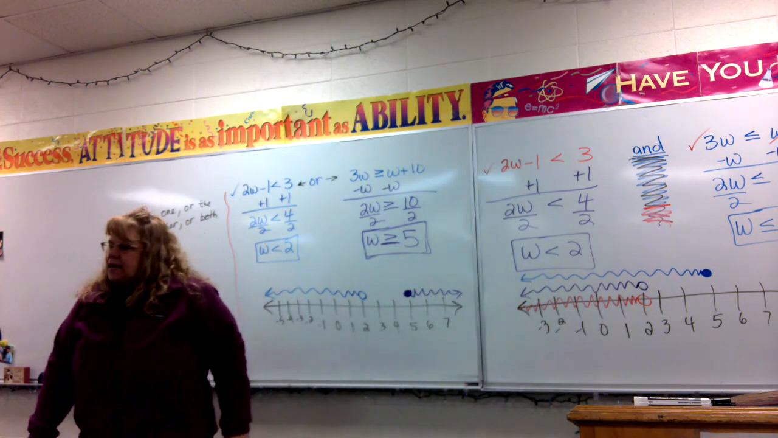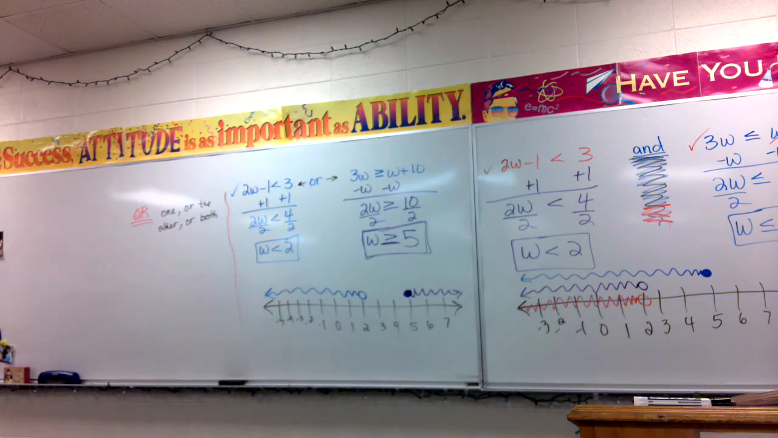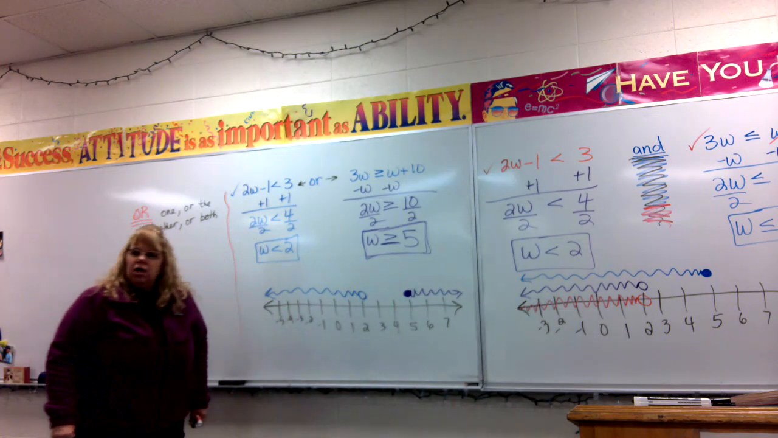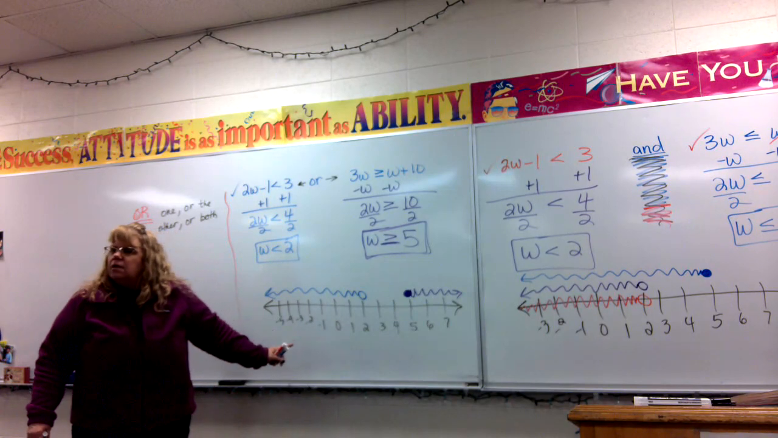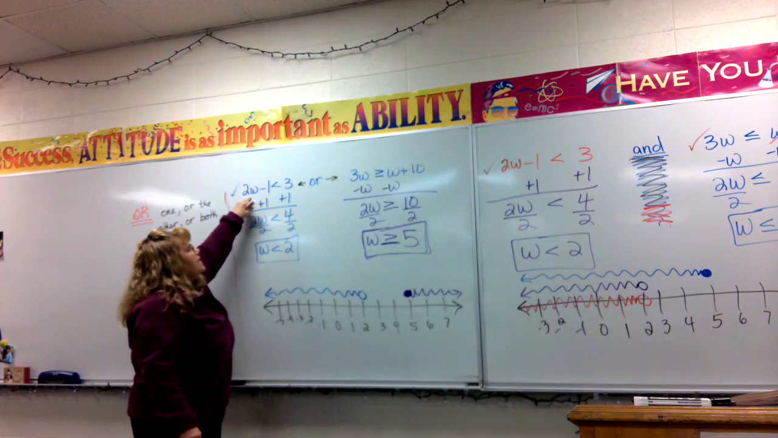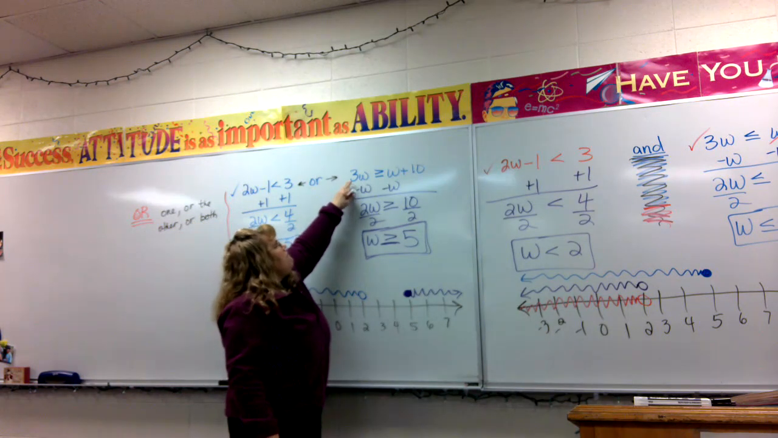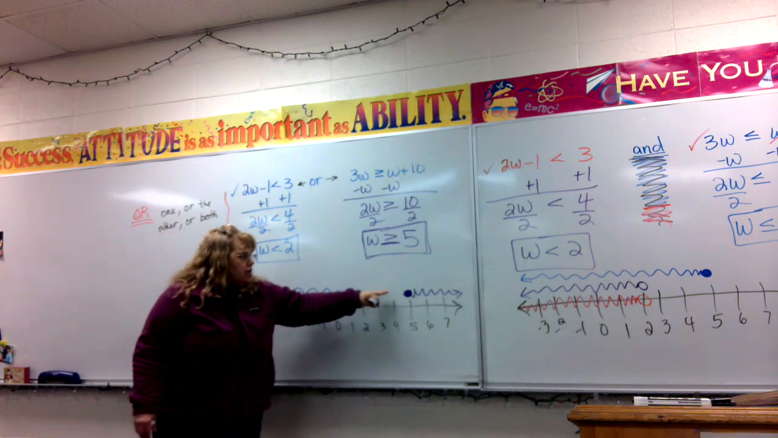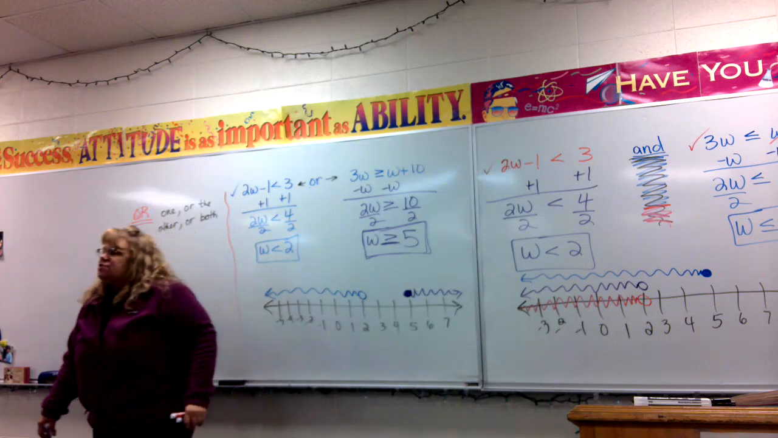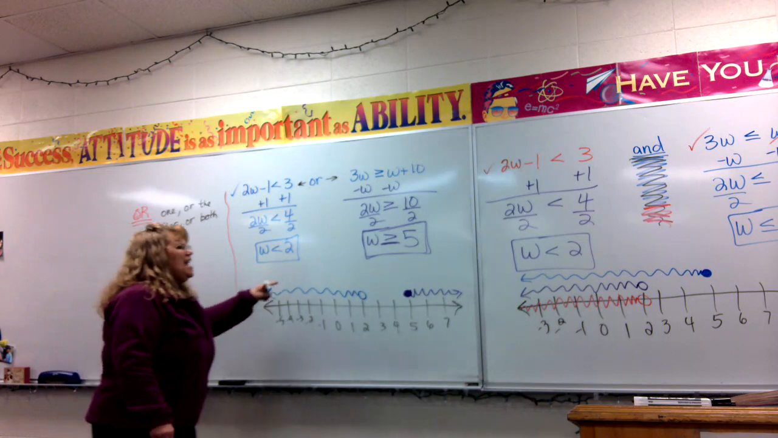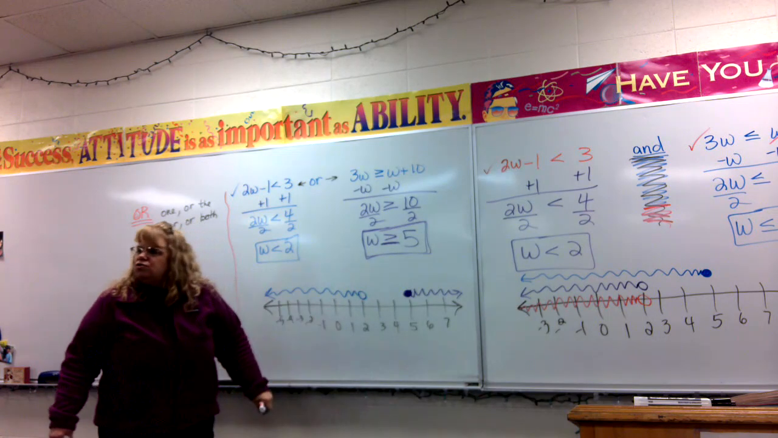Now, stop right there. If this one were an and, if I wanted to know this and this, where do they overlap? Nowhere. Remember, I want values that I can plug in here and it works, and use the same value and plug it in here and it'll work. But my graph shows there are none that overlap. There are none that work in both. So if this were an and, no solution.